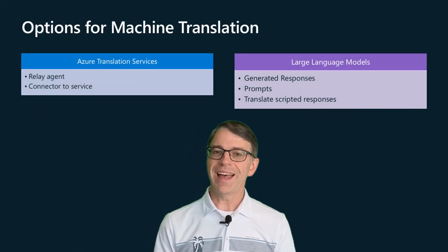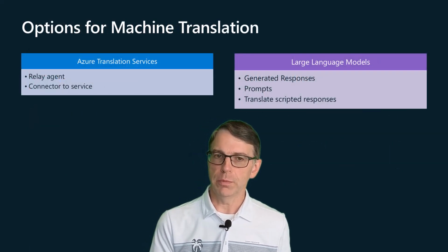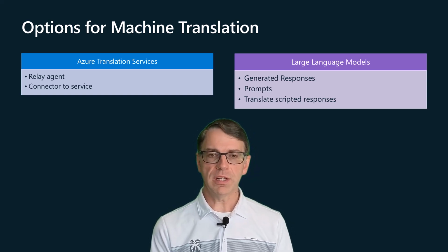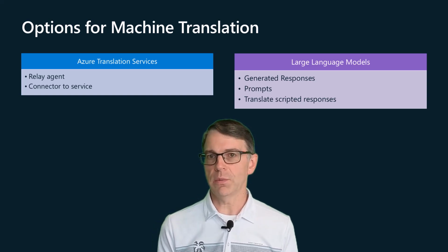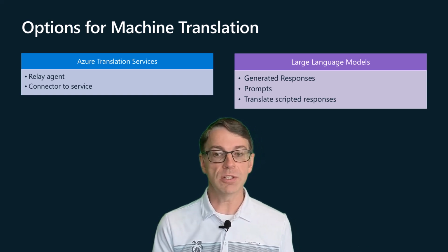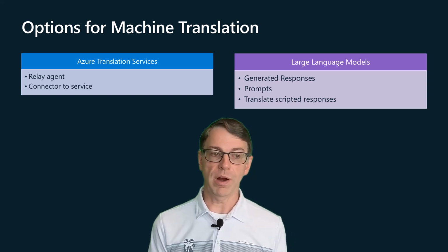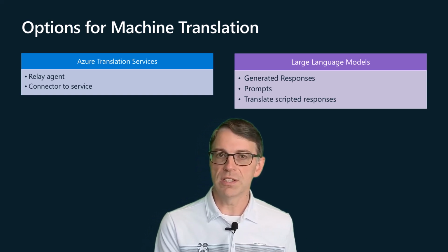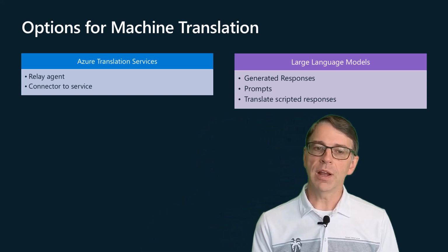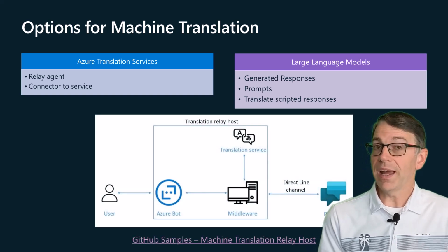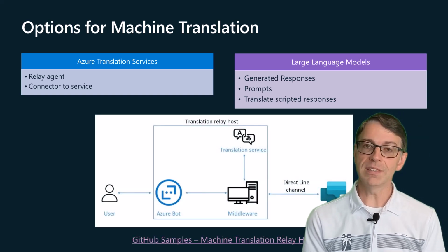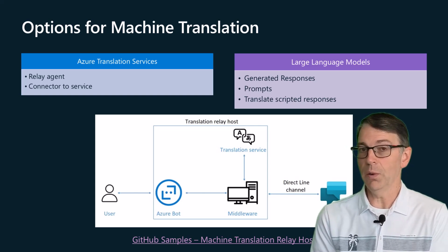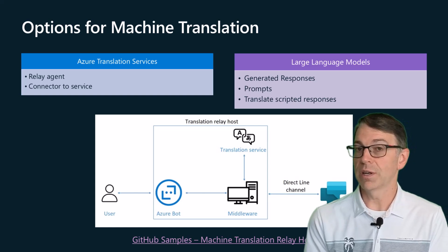All right, so now let's dive into machine translation a little further because it's probably the option that most people are interested in. But when we look at this, we have really got two different ways that we can go. We can go the Azure Translation Services route, or we can go the large language models route. And when we say that we want to do the Azure Translation Services option, what we're going to have there is the ability to have a relay agent as an example. So that means I can make an agent that intercepts everything that sits in front of Copilot Studio and does the translation using Azure Translation Services.